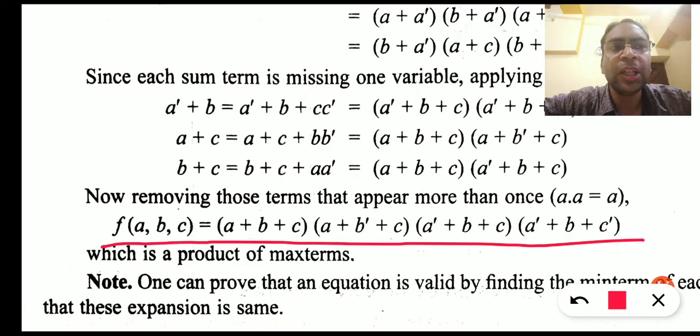So this is how we can perform this with the help of the truth table, as well as with the help of the algebraic methods. I hope you have understood. For any query or any questions, feel free to ask. Thank you so much.